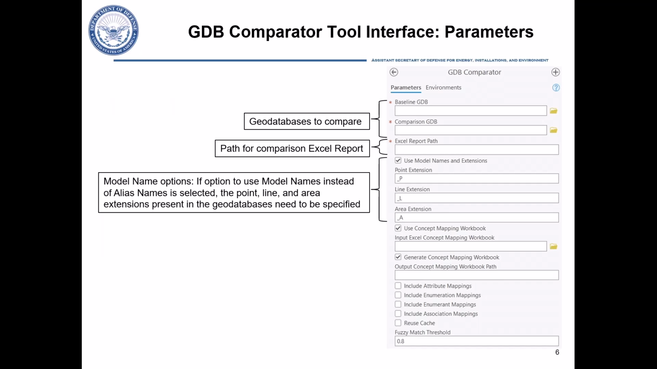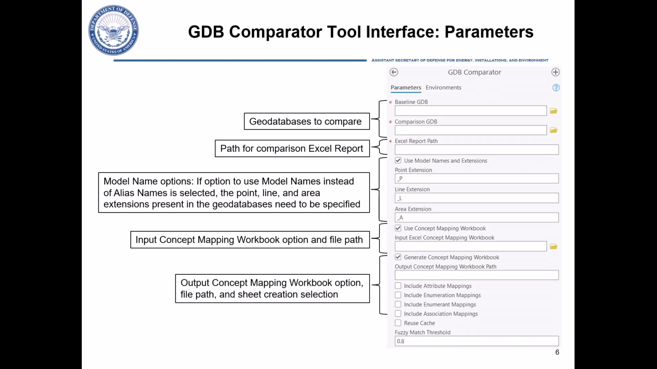The next section provides a checkbox with a choice to match on element alias names or model names. If checked, model names are used and geometry name extensions are specified in order to conflate to a single feature type name for comparison and mapping. In the next box, the user can specify a concept mapping workbook to be used as an input to improve the subsequent mapping output.